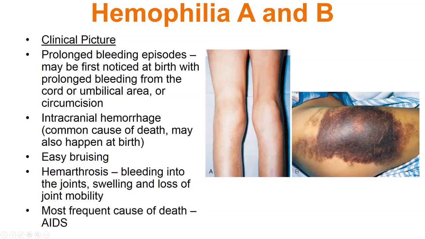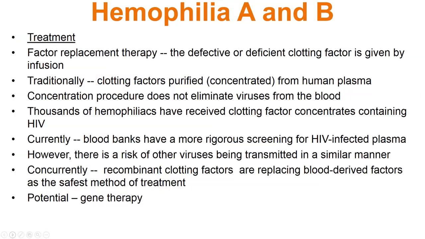The most frequent cause of death for these patients is AIDS, which at first glance might surprise you. It certainly would surprise me, not knowing anything else. Why would the most common cause of death be AIDS? At least it was at one point. And that has to do with the treatment. So you can actually treat hemophilia A and B with factor replacement therapy.